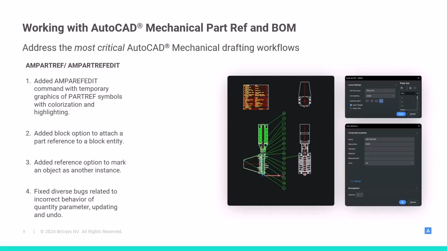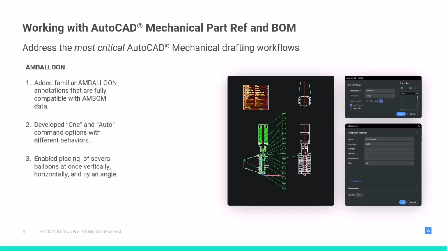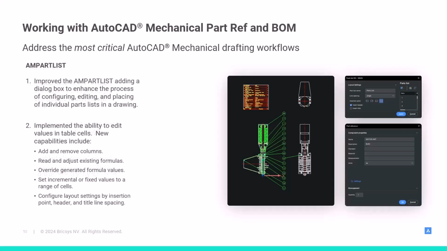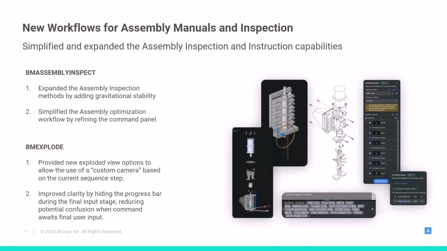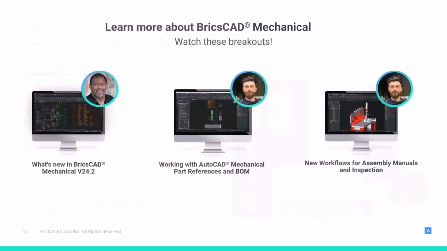The key features have been around the critical AutoCAD Mechanical drafting workflows for part references, balloons, and BOM, or bill of material updates. You can see a much more detailed review of these capabilities, as well as the new tools that we've implemented to simplify and expand the assembly, inspection, and instruction capabilities. All of these are available in detailed breakout videos that are available on our webpage.